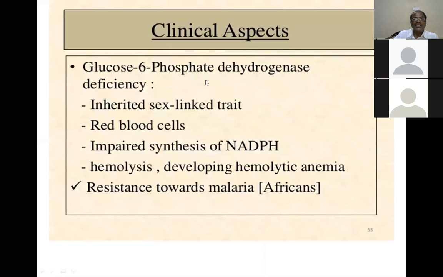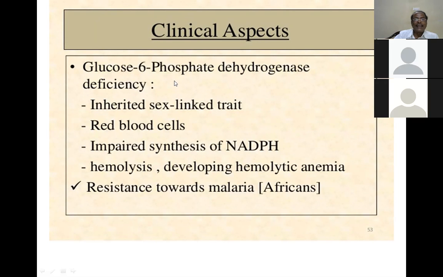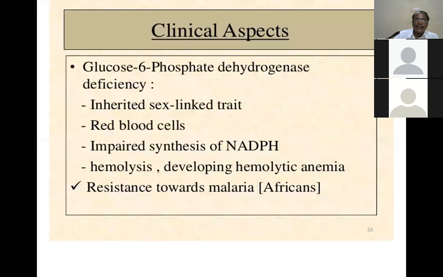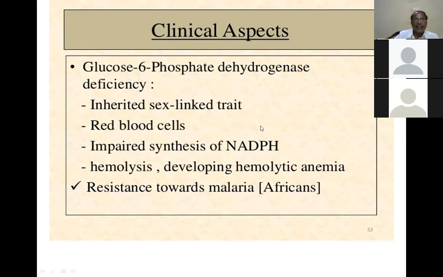G6PD deficiency is genetically present in various populations, especially around the Mediterranean Sea population. And few people in the North India, Punjab people, have a deficiency. Red blood cells are going to be broken down fast, and a hemolytic anemia. Impaired synthesis of NADPH. This is the deficiency occurs, impaired synthesis of NADPH. Hemolysis and developing hemolytic anemia.